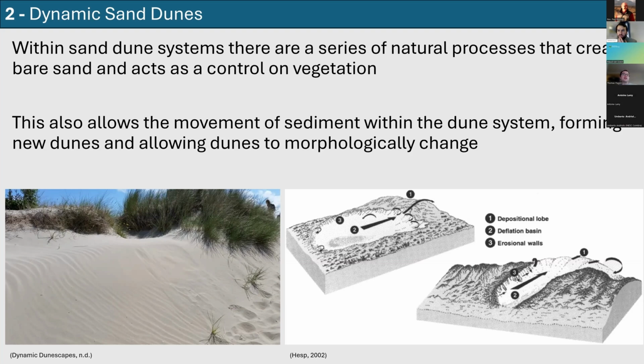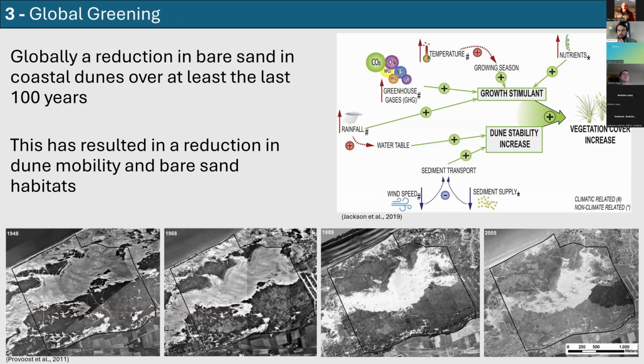Globally, there's been a reduction in bare sand across dunes, and this is especially prevalent in Europe. And that's happened for at least the last 100 years. And there is some contention about whether that is a good thing, bad thing, natural thing, anthropogenic thing. But it is an occurrence that's happened. You can see a transition of a reserve in Belgium from 1948 on the left through to 2005 on the right. And then this diagram from Jackson et al. 2019 shows some of the drivers of this.